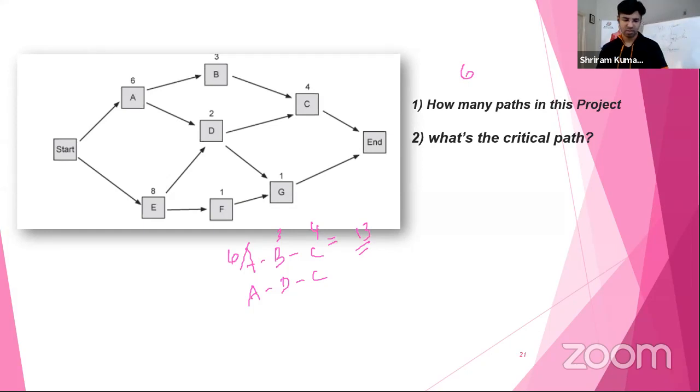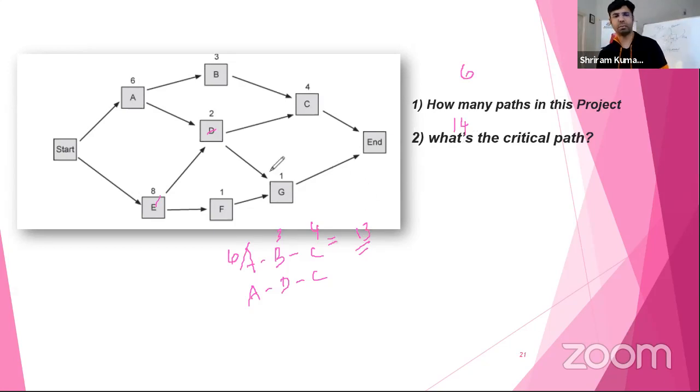Okay, most of you are getting the answer as E, D, C. If you get this as a number, it will be E, D, and C, which is going to be 8 plus 2 plus 4, which is going to be 14. So 14 can be your critical path because it is the highest number there, right?